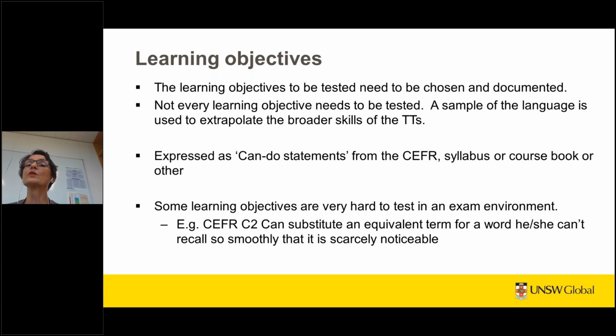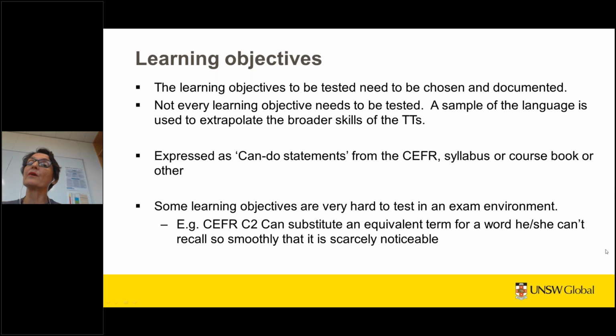I was just looking at the can-do statements for the CEFR, and I looked at one of them that I thought was really very hard to test in an exam environment. CEFR C2: can substitute an equivalent term for a word he or she can't recall so smoothly that it's scarcely noticeable. Well, that would be very hard to test. It could come up in a test, but you need to choose your can-do statements according to what's testable. Not all of them are testable.